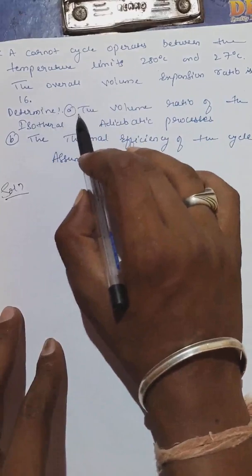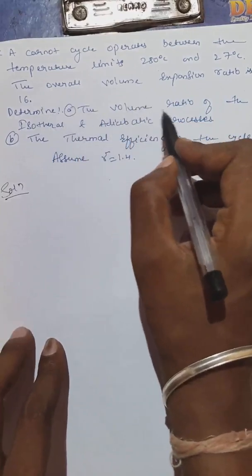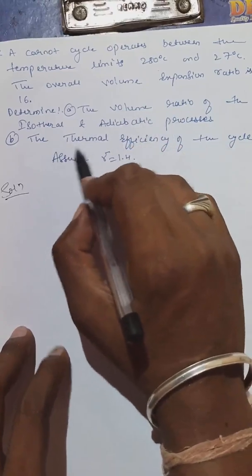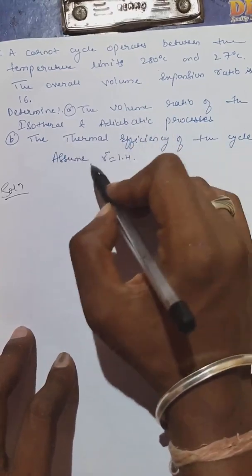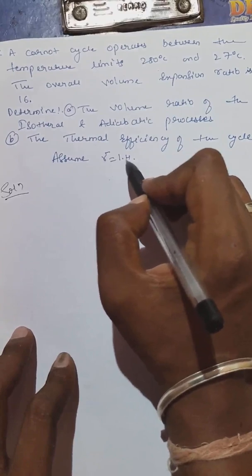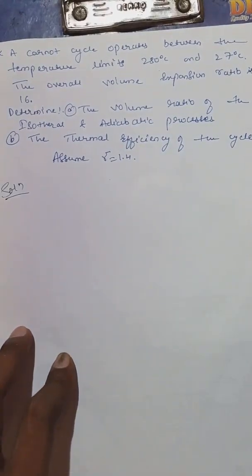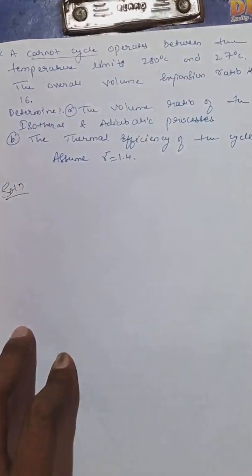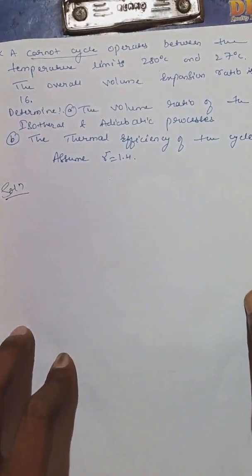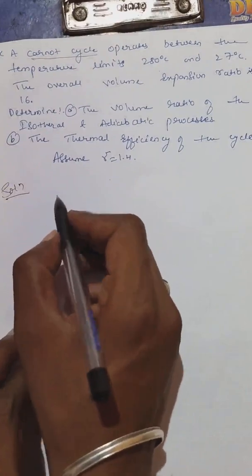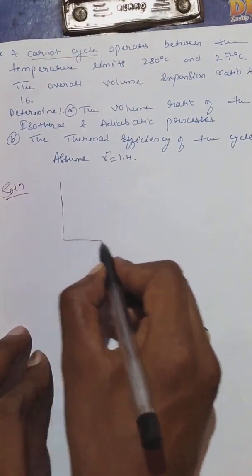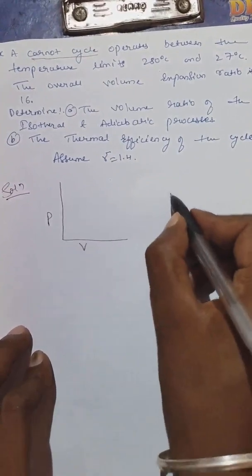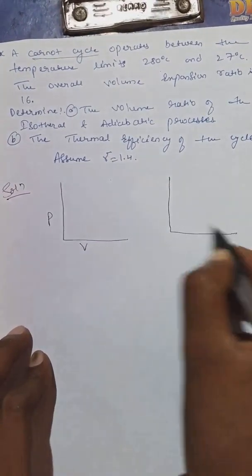So determine, first you need to find out the volume ratio of the isothermal and adiabatic processes, and the second bit is the thermal efficiency of the cycle. Assume gamma is equal to 1.4. So as the name mentioned here, that is Carnot cycle. First what we shall do is draw the PV and TS diagram for the Carnot cycle, PV and this for the TS diagram.